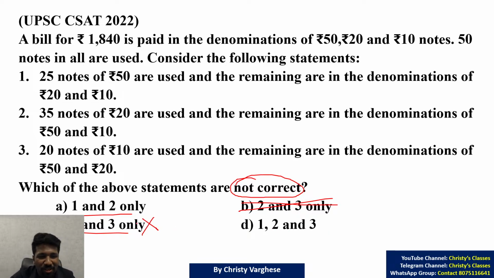Still, actually only two options are eliminated. That is why you have to still try the third option, because of the nature of the options. If the nature of the options were a little easier, you could have eliminated earlier. That is what I tried to convey. But here you have to try the third statement anyway, because not correct is asked.